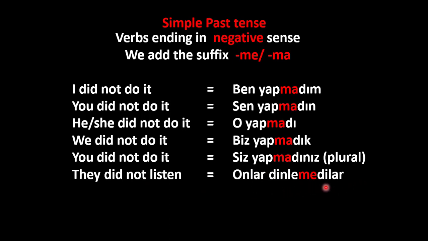They did not listen. Because I keep writing ma, ma, ma, I just changed the verb here to show you how we can use the me form also. So dinle is the verb stem. Me is the negative; we choose me because of vowel harmony. Also, you see we chose the i with a dot, also the soft vowel, and ler. So this actually should be ler.